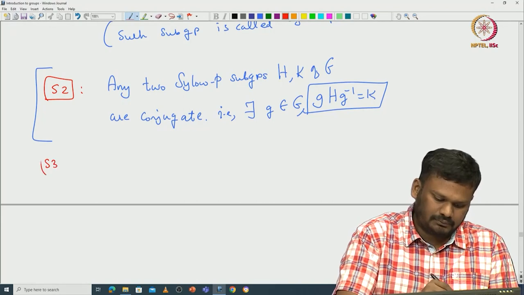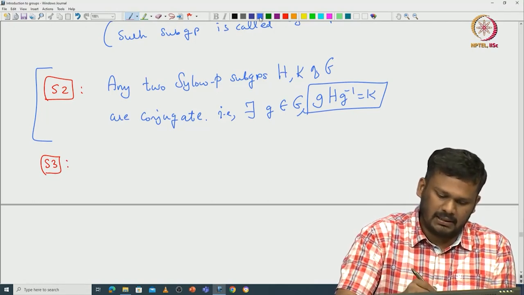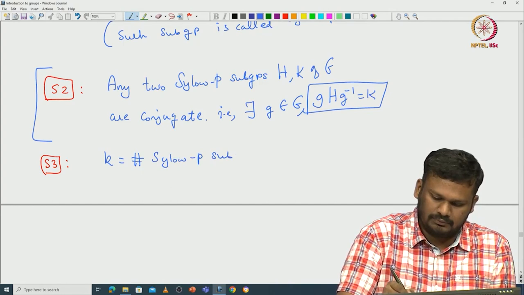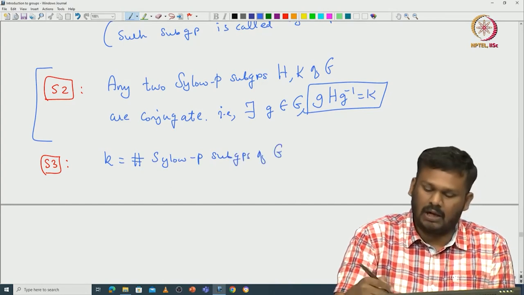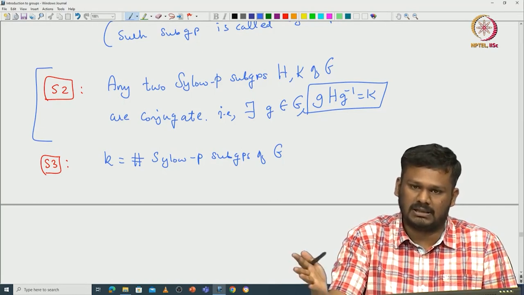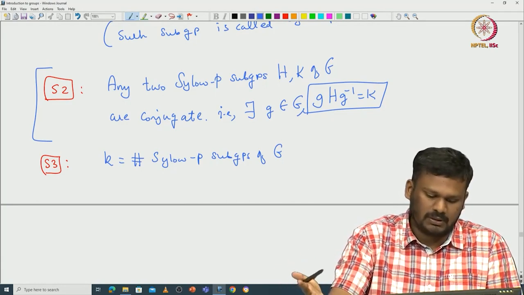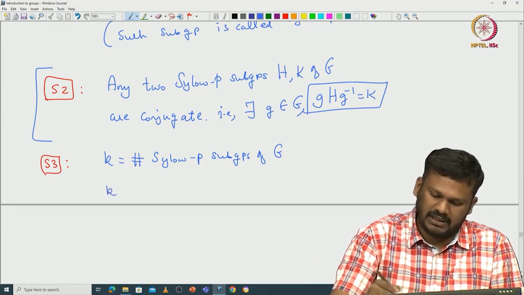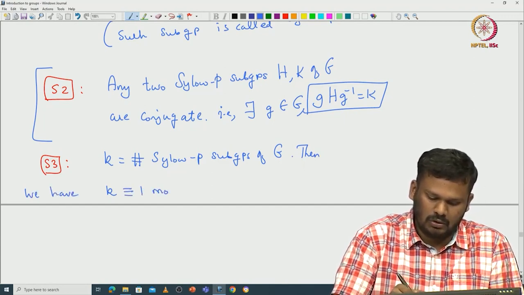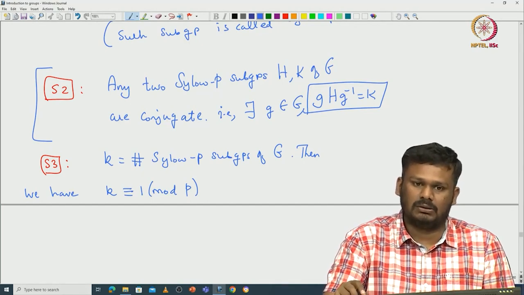Statement 3 is about the number of such Sylow p subgroups. If we denote by k the number of Sylow p subgroups of G, then of course up to isomorphism there is only one, because all of them are conjugate. Now we are counting them as distinct subgroups. So if you take the number of Sylow p subgroups as subgroups of G, denoted by k, then you can prove that k is congruent to 1 modulo p. In particular, k and p are relatively prime, and k is congruent to 1 modulo p.